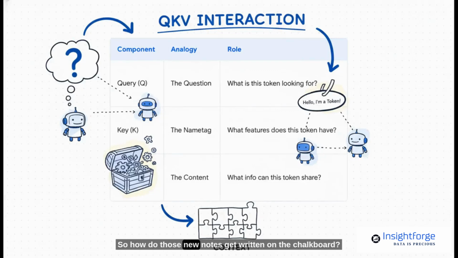So how do those new notes get written on the chalkboard? It all happens through something called the QKV interaction. It sounds complicated, but the idea is pretty simple. To figure out the context, every single token creates three vectors for itself. A query, which is like the question it's asking the other tokens, a key, which is like a name tag describing itself, and a value, which is the actual information it has to share.